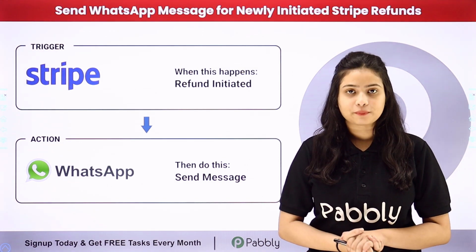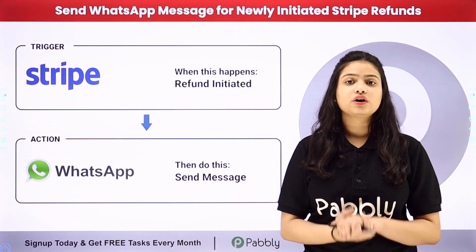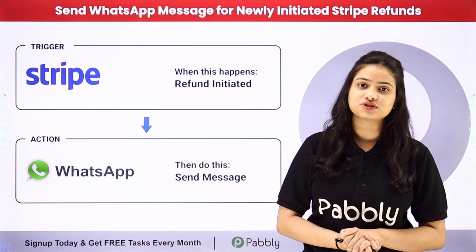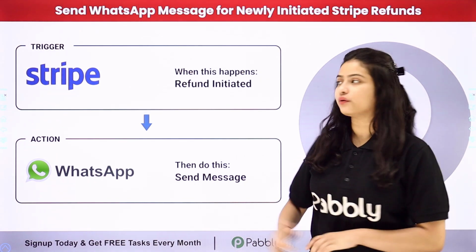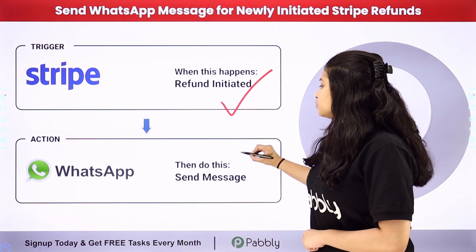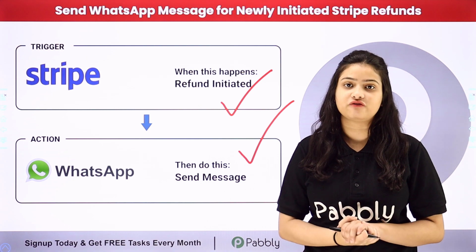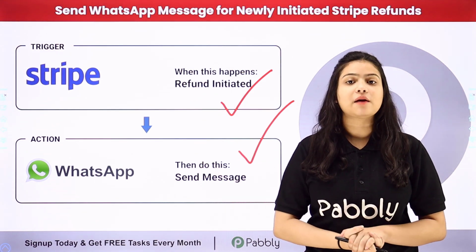For this, we will have to set up a connection between Stripe and WhatsApp, and that we are going to do without any coding or programming skills with the help of Pabbly Connect, which is an amazing automation and integration software. So Pabbly Connect works on two principles, trigger and action. So in trigger, we are going to take Stripe, and in action, I'm going to take WhatsApp Cloud API, through which I'm going to send automated WhatsApp messages with the help of template.